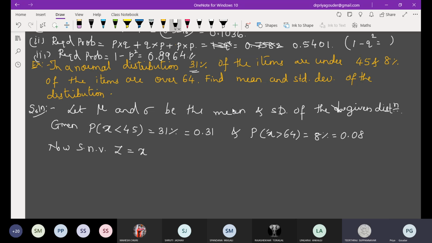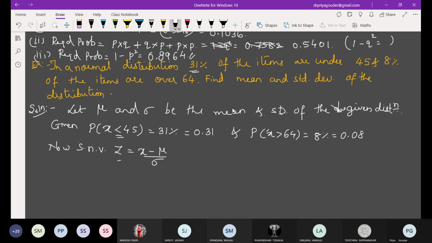Standard format. X minus mu by sigma. Now in these two things, if mu and sigma are unknown, we need to keep it as it is. In this, if you see X less than 45, I'll take X as 45 and find the value of Z. Similarly, I'll take X as 64 and find the value of Z. Then we'll convert these given conditions in terms of Z.